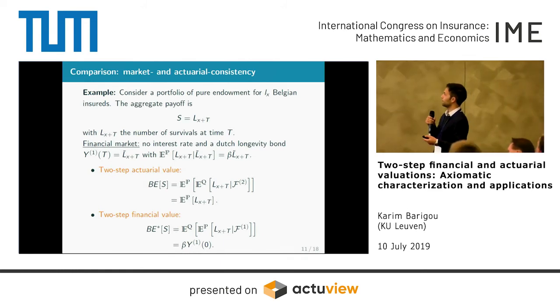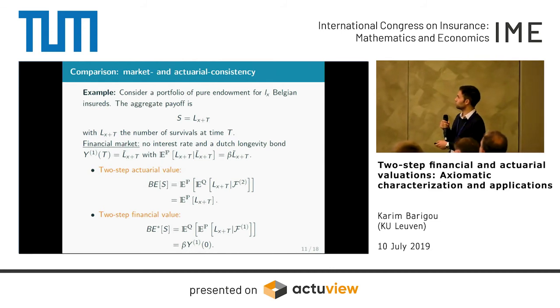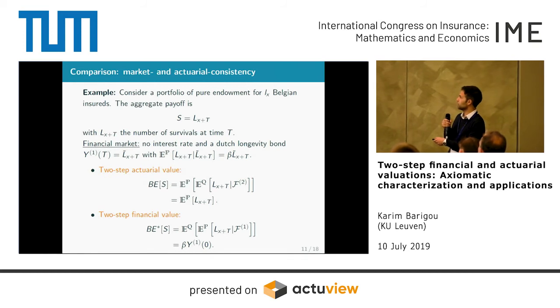Typically, if you apply this, we consider the simplest two-step operator, which is to apply expectation under P for the actuarial valuation and expectation under Q for the financial valuation.